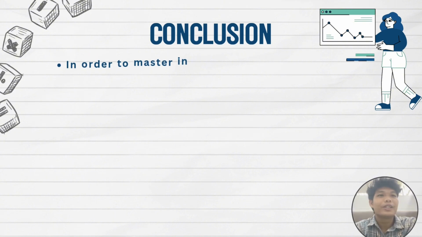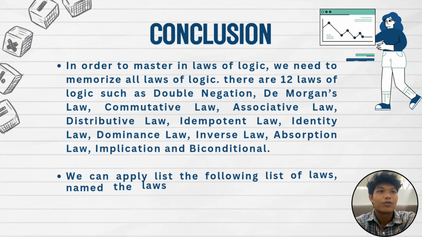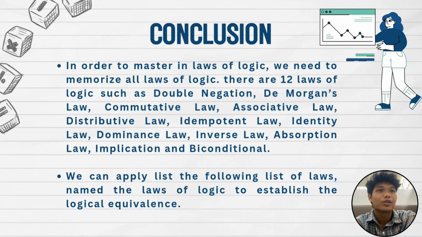Okay, for the conclusion, in order to master the laws of logic, we need to memorize all laws of logic. There are 12 laws of logic, such as double negation, De Morgan's law, commutative law, associative law, distributive law, idempotent law, identity law, dominance law, inverse law, absorption law, implication, and biconditional. And for the second conclusion, we can apply the list of laws, named the laws of logic, to establish logical equivalence.